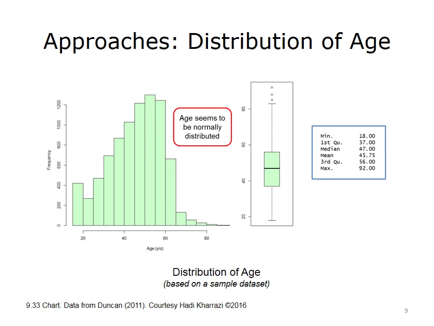This figure shows the methods used to explore the distribution of age in a population health data warehouse. The histogram shows a relatively normally distributed age in the underlying population, which is also confirmed by the box plot and the summary statistics on the right side.